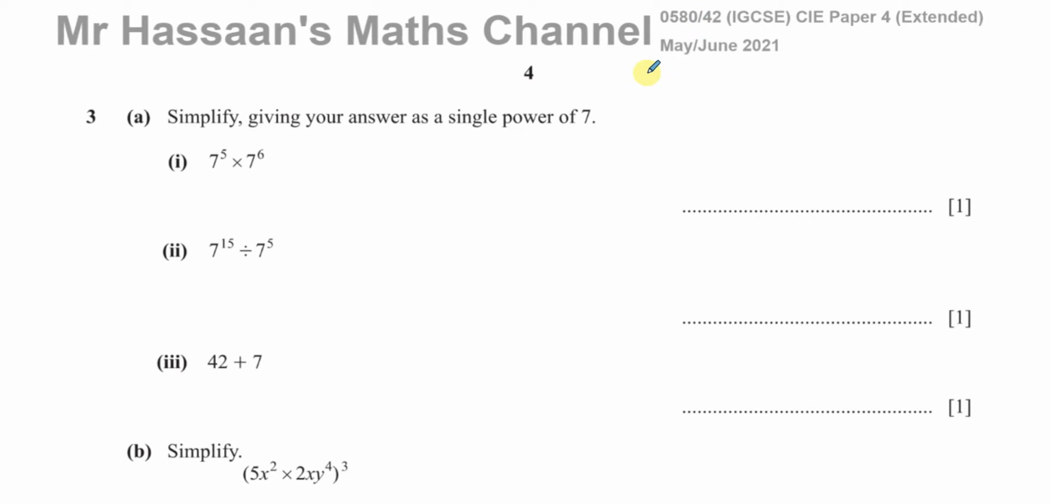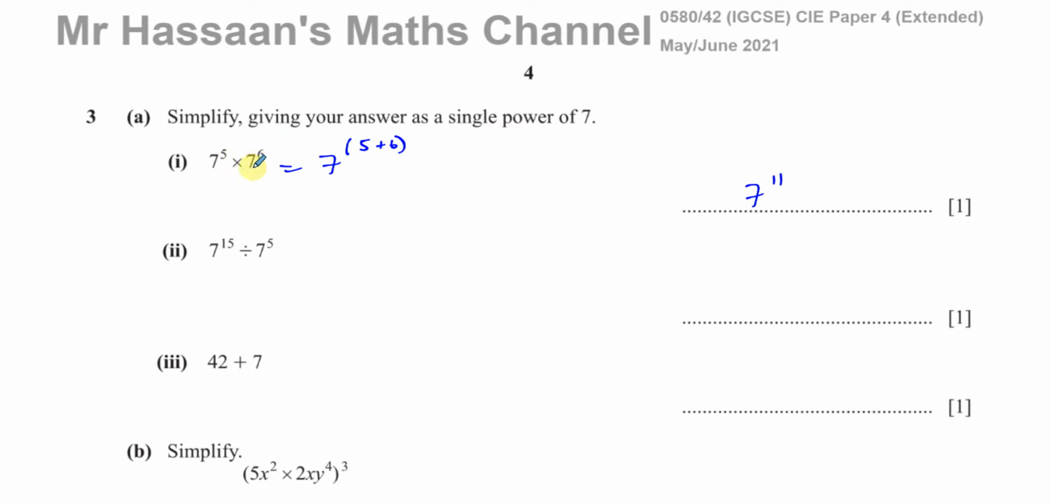I'm now answering question number 3 from the May-June 2021 paper 4 variant 2 IGCSE Cambridge paper from the 0580 syllabus. It says simplify, giving your answer as a single power of 7. So in all these cases we have to give the answer in terms of powers of 7. For the first example here, we're multiplying two numbers. They both have the same base of 7 and we're multiplying them, so we have to add the powers. So it's 7 to the power of 5 plus 6, which gives you 7 to the power of 11.